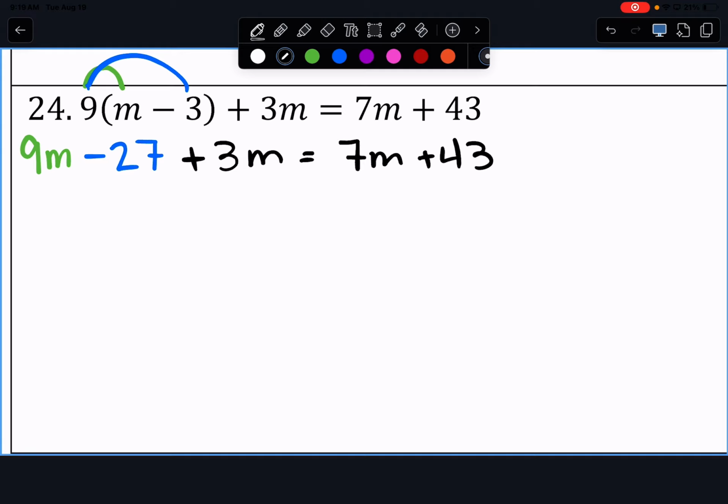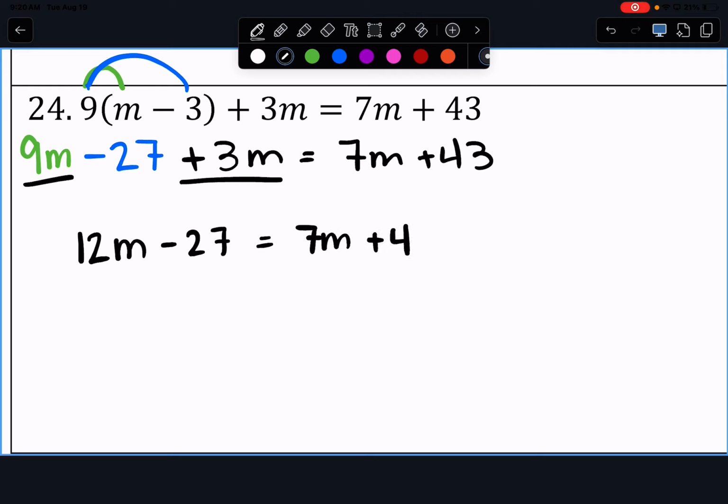All right, from here, on the left-hand side, what do I need to do? What's step 2? Add like terms. So what is my like terms that I can combine? What is 9m plus 3m? So we have 12m minus 27 equals 7m plus 43.